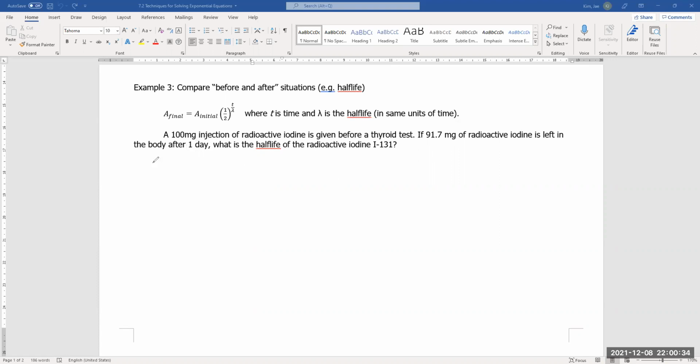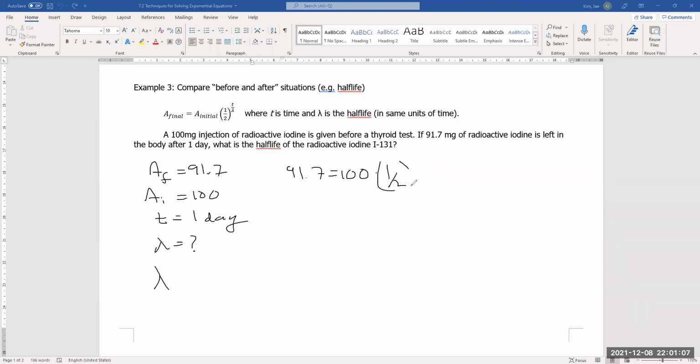Let's do this again. A final is 91.7. A initial is 100. The amount of time that I wait is 1 day. The question is asking what is my half-life? And by half-life, this is a symbol called lambda. It's sort of like a little house roof, okay? A little smaller line, longer line, like that. Plugging into the formula, 91.7 is equal to 100 times 1 over 2 to the power of 1 over lambda.